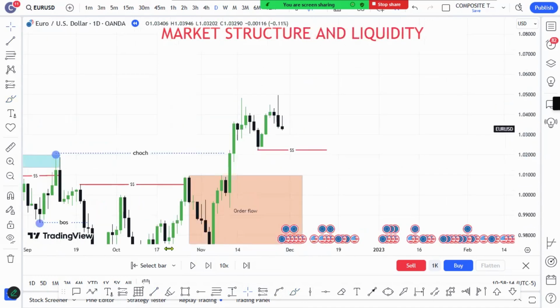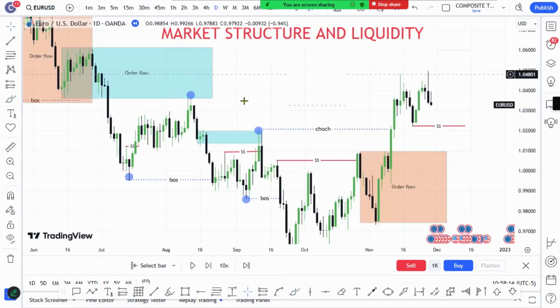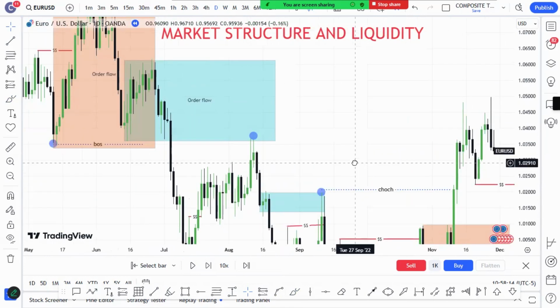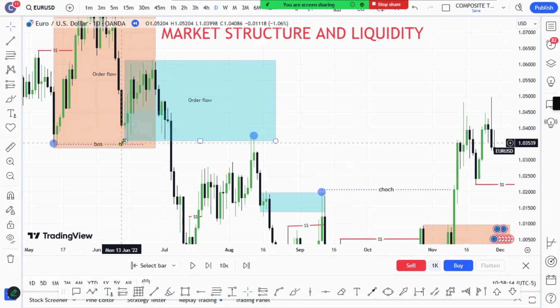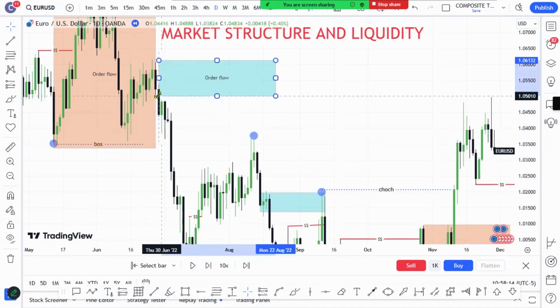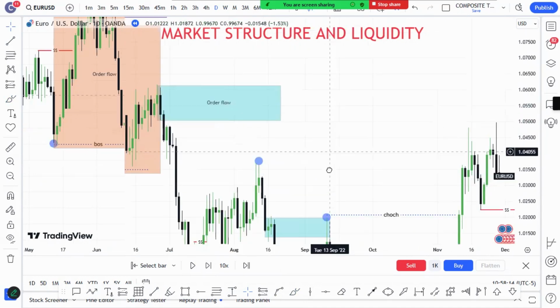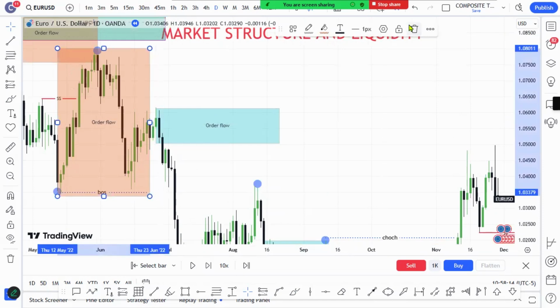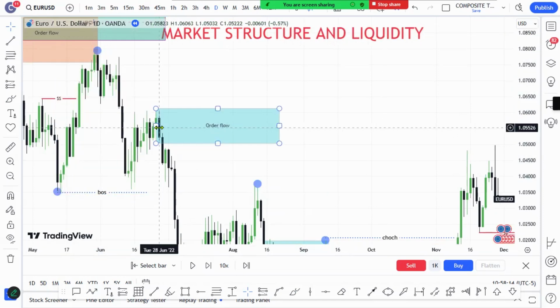And remember, trading from the left does not work, because look at this. This was an order flow which was first mitigated, and maybe some people will try to refine this order flow, because people like trading from the left, whereby they can pick this area. Let me remove this order flow. Some people will pick a zone like this.